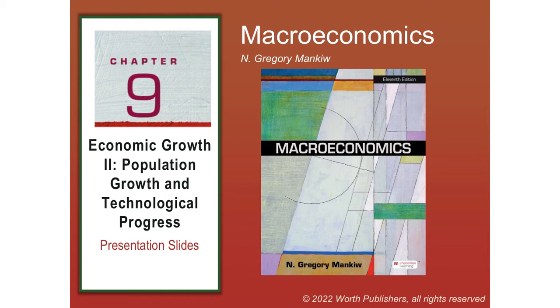So in this chapter, we add two components to the Solow model that are very important for understanding a more realistic growth model. So we're going to relax the assumption that the population is not growing. In other words, that the number of workers are changing over time. And we're also going to add technological progress.